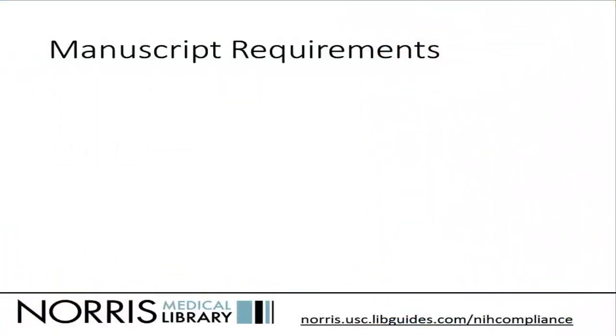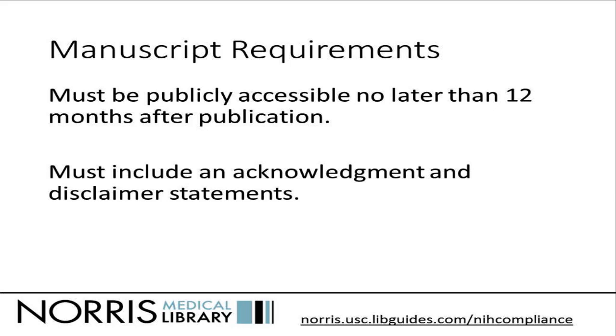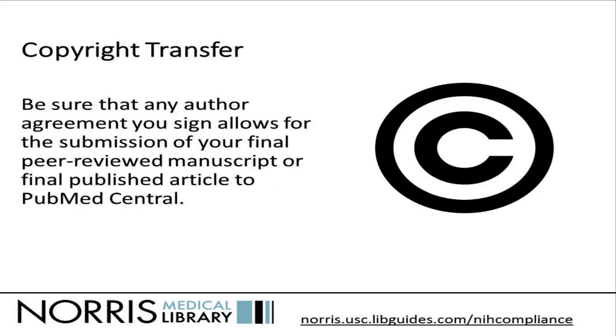The NIH Public Access Policy mandates that your manuscript must be publicly accessible no later than 12 months after publication, and includes acknowledgement and disclaimer statements. It is common practice for copyright to be transferred to a journal in the event of publication. This typically takes place in the author agreement.